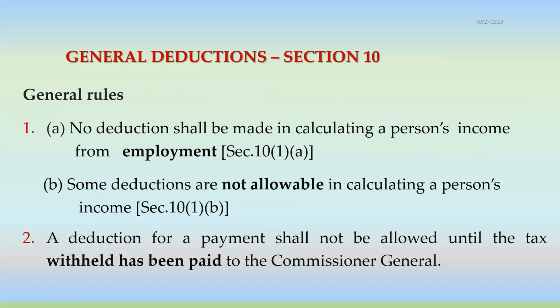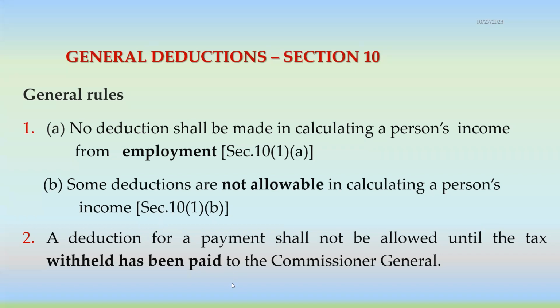Then I explained about the general rule, that means under section 10. So under the general rule, for the employment income, we can't do deductions. We can't deduct any expense. And some deductions are not allowable in calculating a person's income under section 10(1)(b). I will explain it later. Actually, this is just a reminder. I explained these provisions earlier.